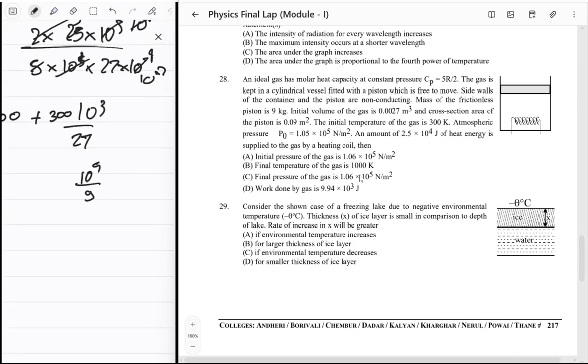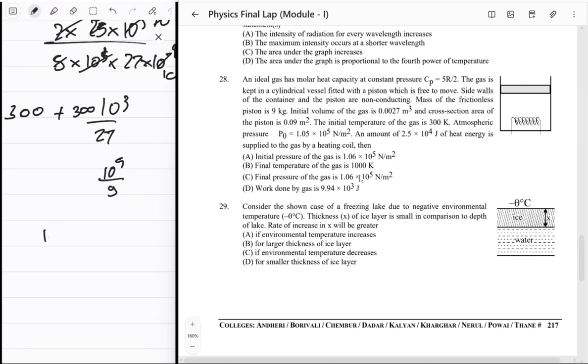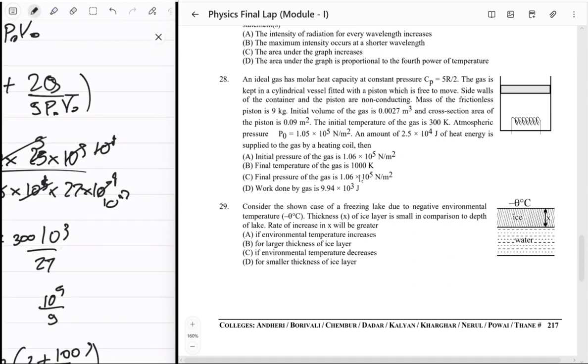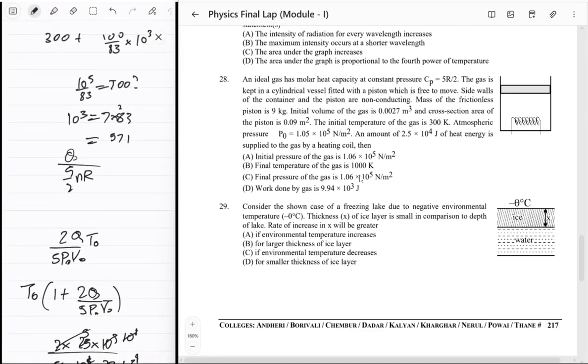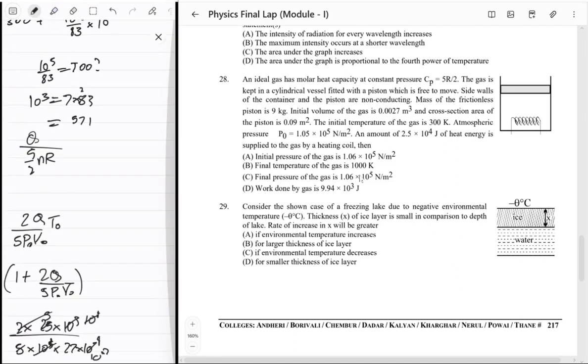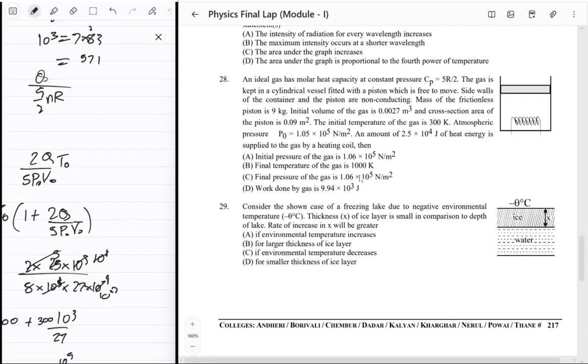So the 1.06 and so on, oh, that was to make this slightly bigger. Yeah, interesting. So take 100 outside, just 3 plus 1000 upon 9. No, that doesn't make any sense. How can that be the thing? No, that's not right. Something must have gone wrong. It's taking forever. Q had this thing, so 10 power 3. It's 10 power 4 over there, sure.